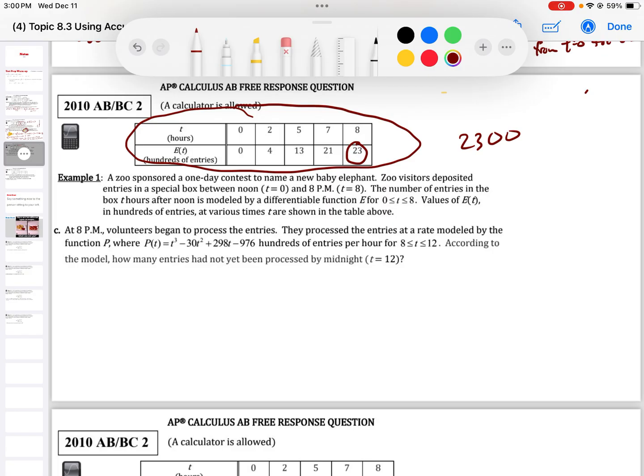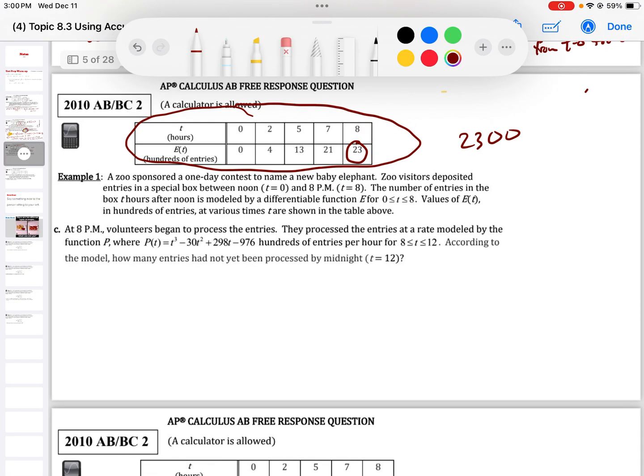I have no idea. But at 8 o'clock, they begin to process the entries. So they're like reading what they are, tallying them up, I guess just looking at them. But they process the entries at a rate modeled by this function. And so this is a rate in hundreds of entries per hour from 8 to 12. So from 8 to midnight, right? So according to the model, how many entries have not yet been processed by midnight?